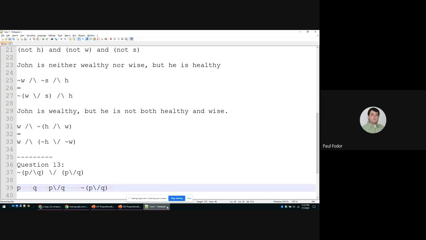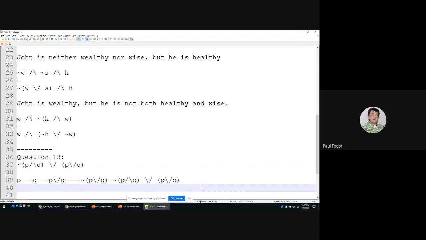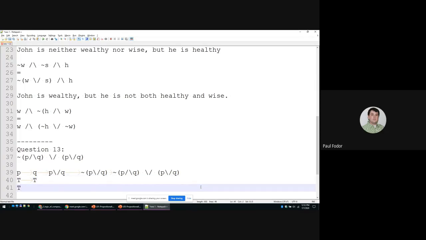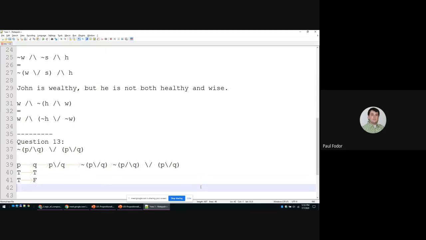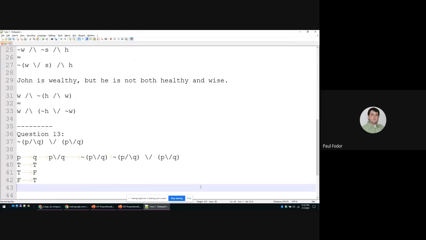Then we need the entire formula, really. So let me just copy it. Okay, good. So now let's go to the next row. And what are the possible situations? P is true and Q is true. The next situation is P is true and Q is false. Next situation is P is false and Q is true. And the next situation is P is false and Q is false.